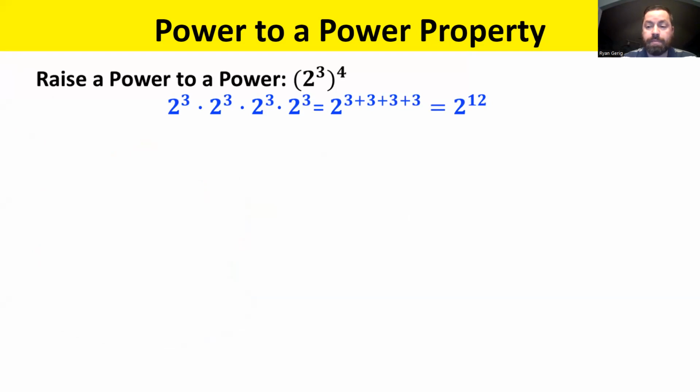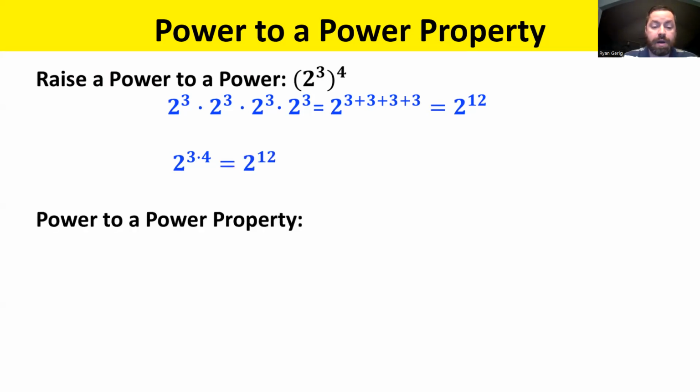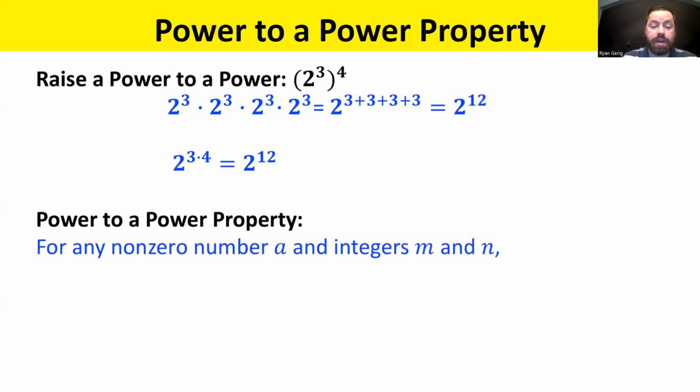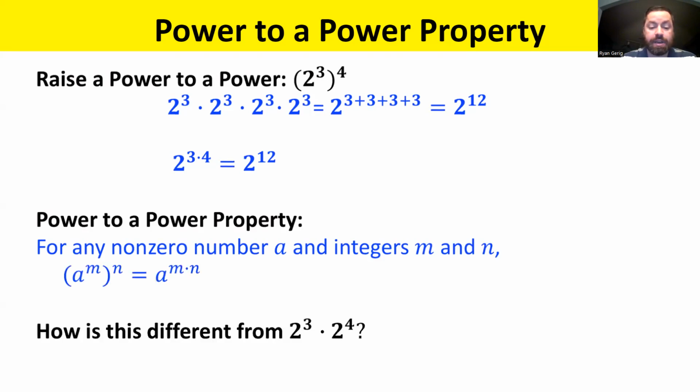Is there a quicker way? Yes, there is. You might have seen the relationship already. We did 2 to the third times 4, or multiply the exponents, and you get 2 to the 12th. The power to a power property says that if you have any number or any base a and integers m and n, you can multiply the exponents together to get your final exponent.